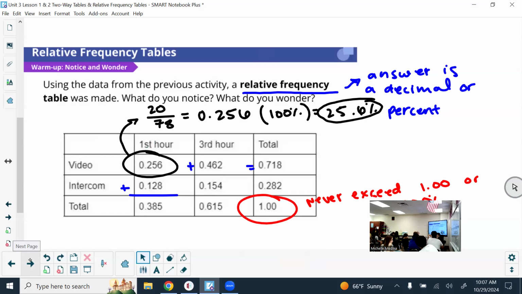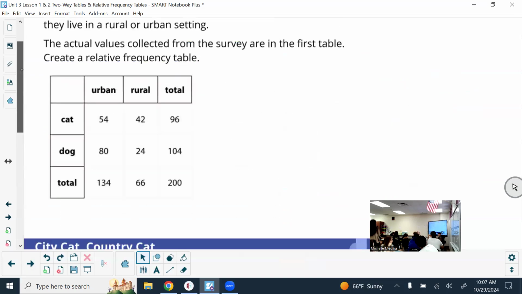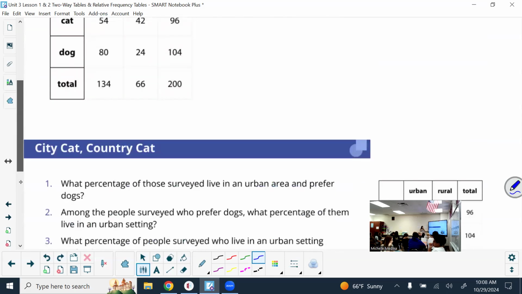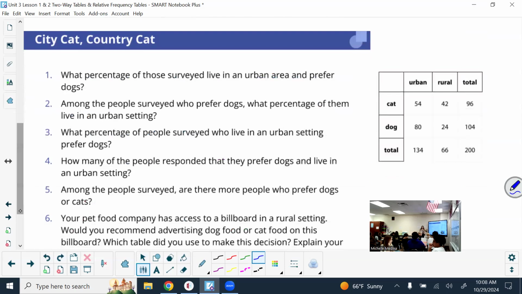So now we are going to move on to the next activity where we are practicing the relative frequencies. And we're going to do it based off of their situation. So 200 people were asked if they prefer dogs or cats and whether they live in a rural or urban setting. The actual values collected from the survey are in this table. We are not going to calculate the relative frequency table yet, because I don't want that to confuse you right now. What we are going to do is answer these 6 questions using the data from that survey.